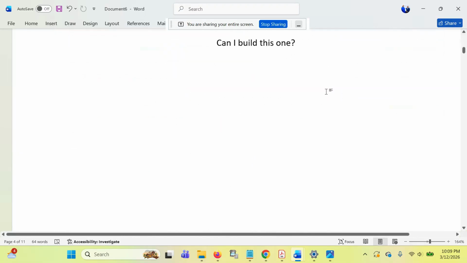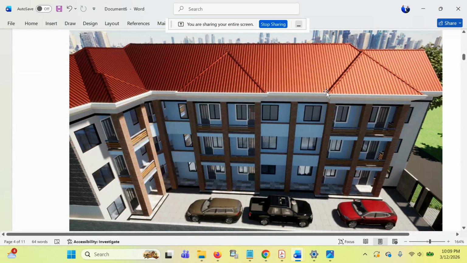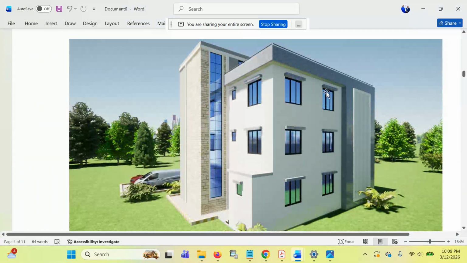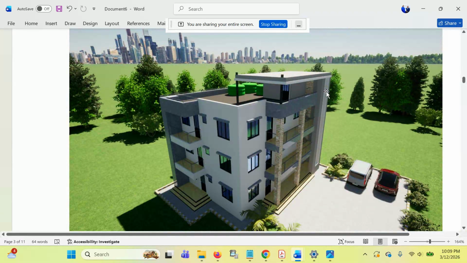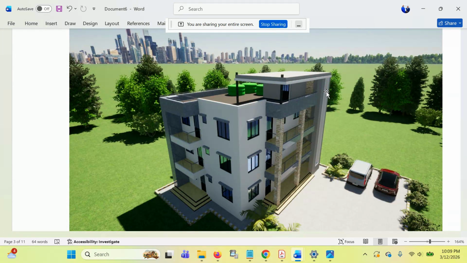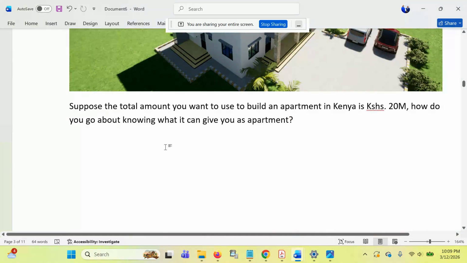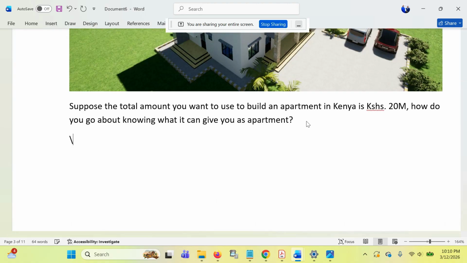You look at the details so that you understand. Suppose you have a budget of 20 million. How would you know the kind of project that 20 million can do? Can it give you a house like this, or can it give you a house like this, or can it give you maybe a house like this one or this one? Yeah. So these are several options that we can deal with. Now let's go into the details.